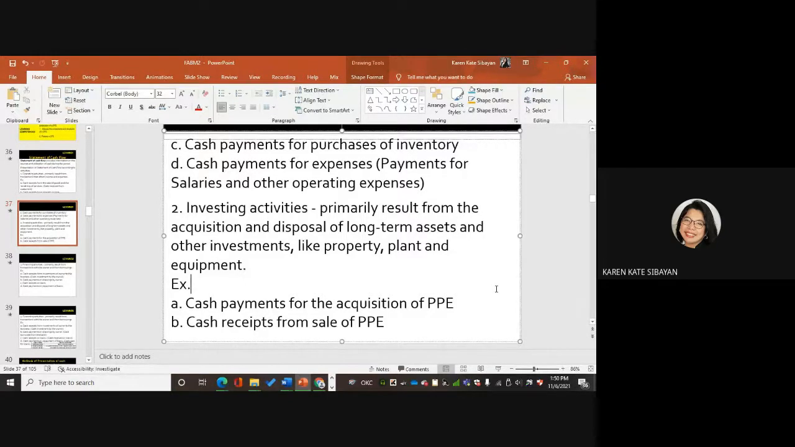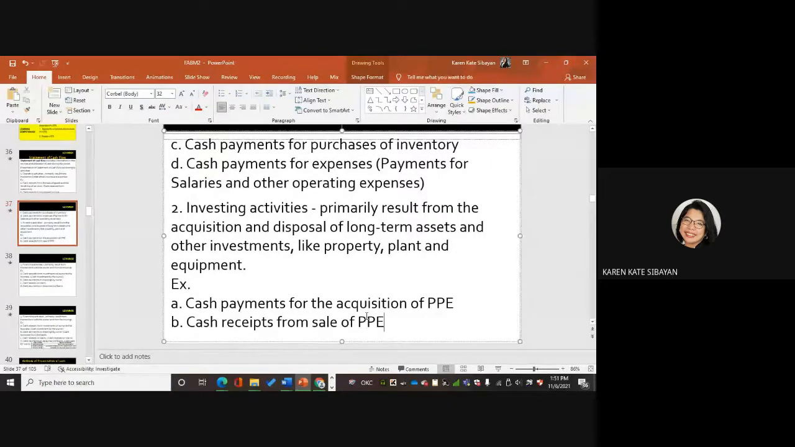Okay? So under the cash flow from investing, we also have what we call, ito yung mga cash inflows. Proceeds from selling of productive assets. For example, pag nagbenta ka ng PPE. An example dito. So it can be whatever it is na binenta mo. Okay? Na mga asset mo. That is investing activities. Okay?